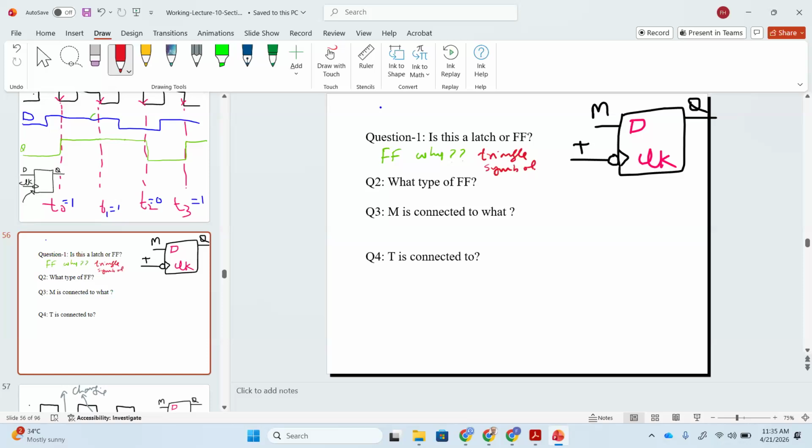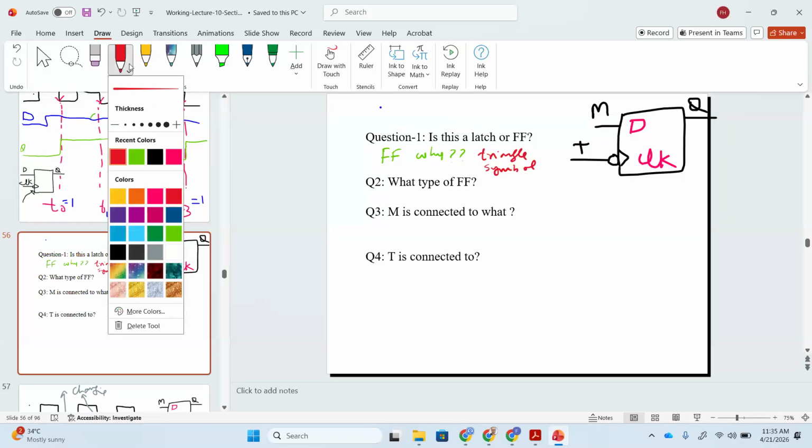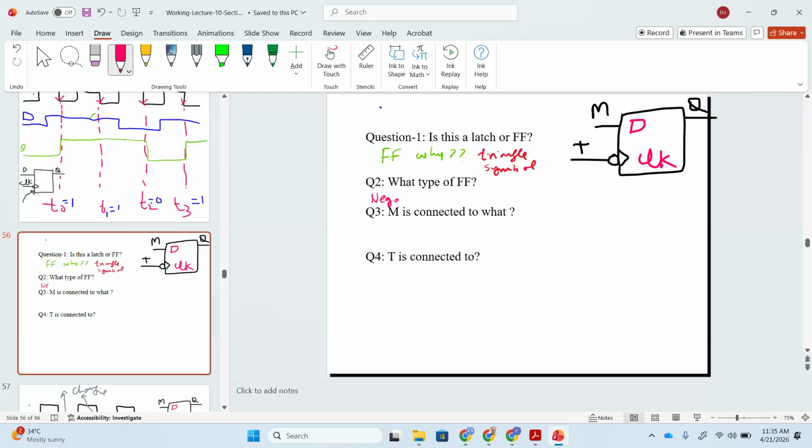Question number 2: what type of flip-flop? Negative edge. Okay, that's not a complete answer. It is negative edge triggered. And what is the type of flip-flop? It is not a complete answer to say just D type flip-flop. It can be a T flip-flop or another type of flip-flop; we will study those later on. So it is a negative edge triggered D flip-flop.